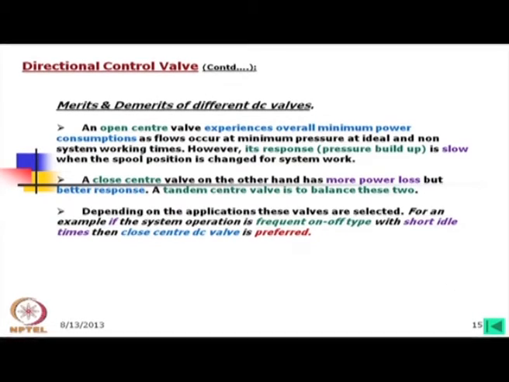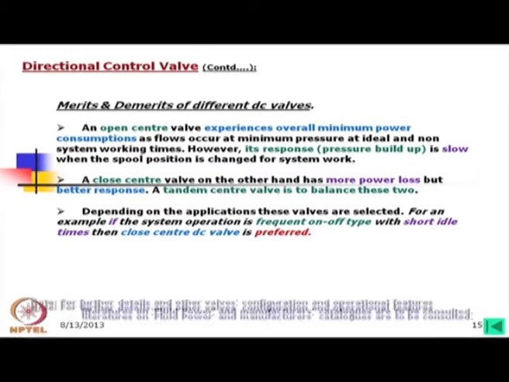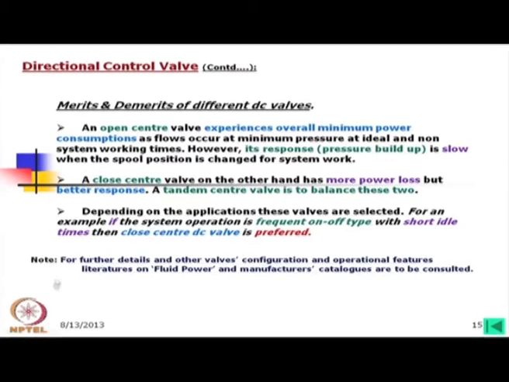For example, if the system operation is frequent on-off type with short idle times, then a closed center DC valve is preferred. Now, here I have given a note: for further details and other valve configurations and operational features, literature on fluid power and manufacturers' catalogs are to be consulted.